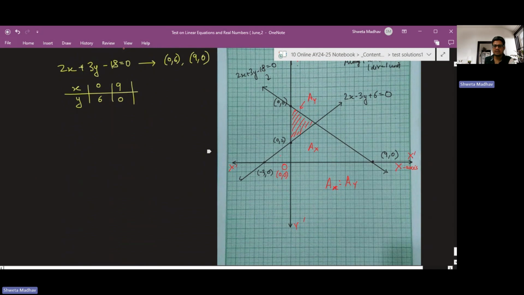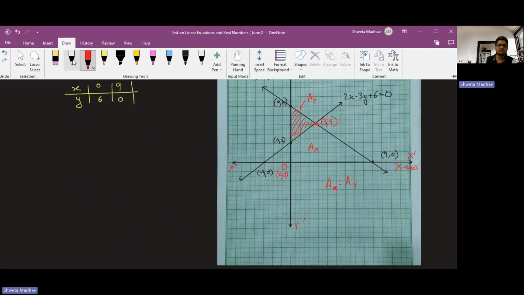So now the point at which they will intersect, as you can see, this point is (3, 4). 1, 2, 3, 4. So this point is actually (3, 4). At (3, 4) they will intersect. Also, if we solve the two equations, then we will get the point of intersection.